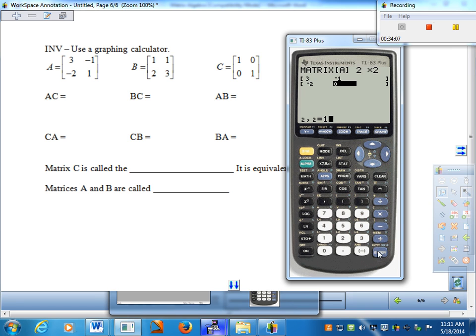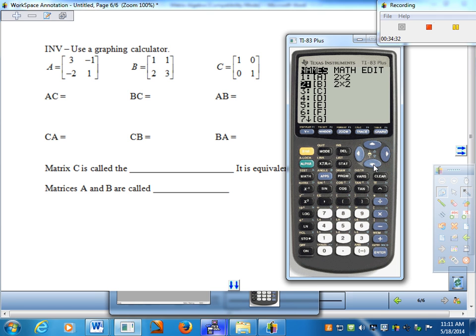And good. Back to matrix right there. Oops. Let's go over to edit. If I'm going too fast for you, that's okay. Don't worry about it. You can always pause and get it in yourself, but I want to run this as quickly as I can for you. So I've got that piece in there.